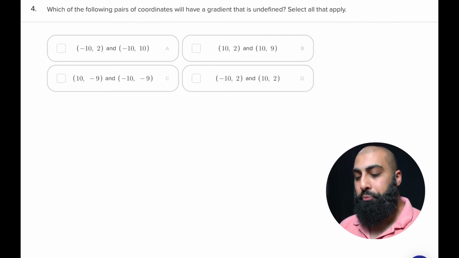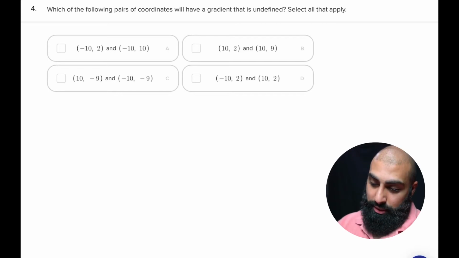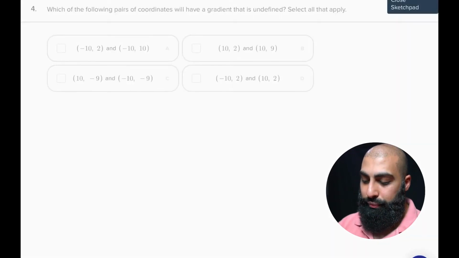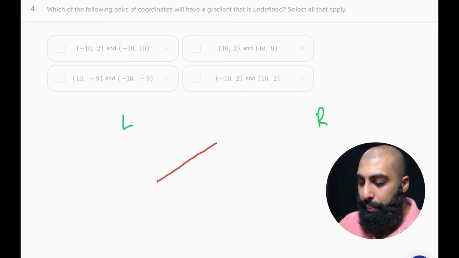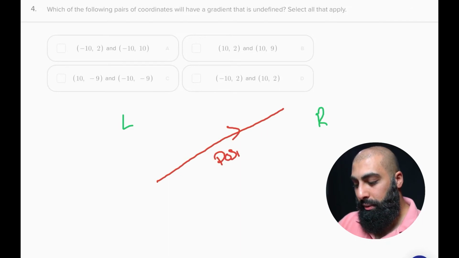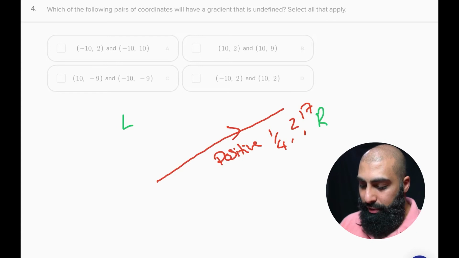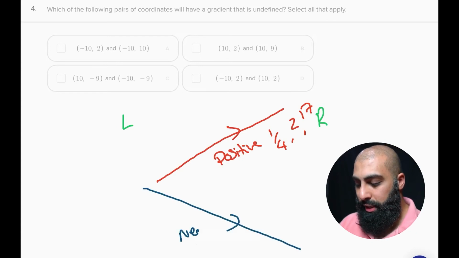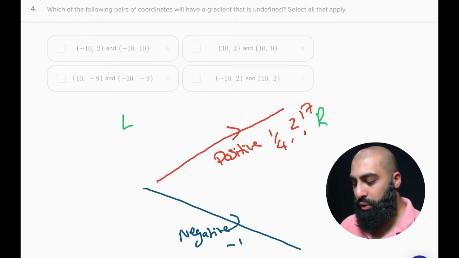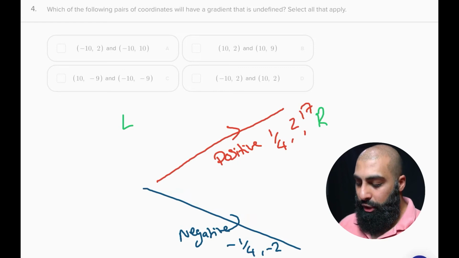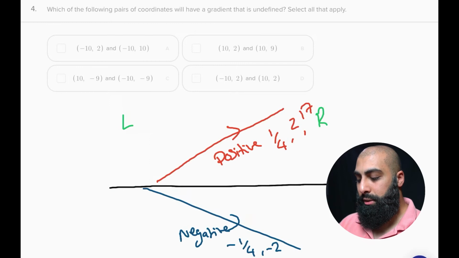Question 4, it says, which of the following pairs of coordinates will have a gradient that is undefined? Now, a gradient that is undefined. We can have a gradient that is going from left to right, going up, okay? That is a positive gradient. So anything like 1/4 or 2 or maybe even 17 or whatever. And then from left to right, you can have a gradient that's going down, which is a negative gradient. So any number that is negative, minus 1/4 we had, you could have minus 2, minus 4, whatever other number.